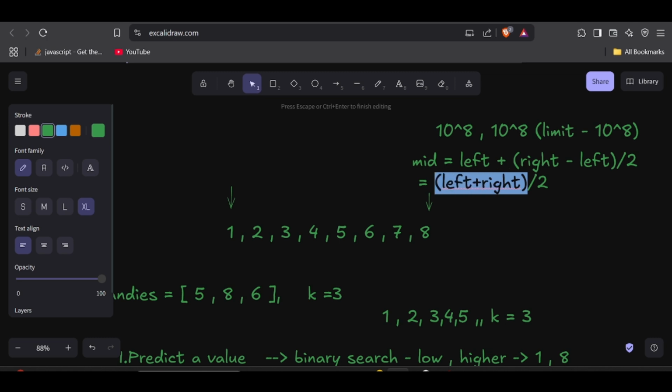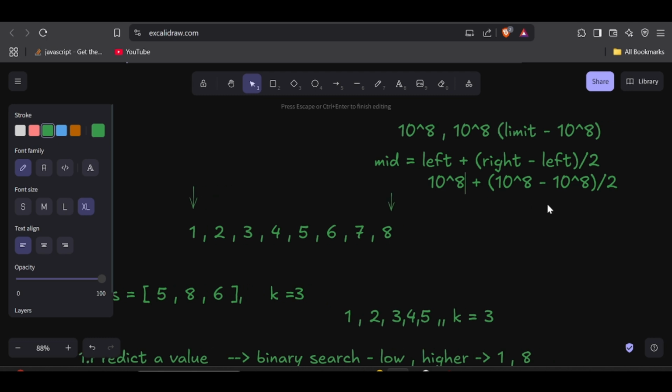It will exceed the limit of my integer and it will give me an error. That is why we don't use this approach, we use this formula, left plus right minus left divided by 2. Because in this approach, whatever the value of left is, 10 raised to power 8 plus 10 raised to power 8 minus 10 raised to power 8 divided by 2, it is never going to happen that the value in this formula exceeds the limit of my integer value. So this approach will never give me that exception that the integer is out of the limit. That's why we will be using this approach.